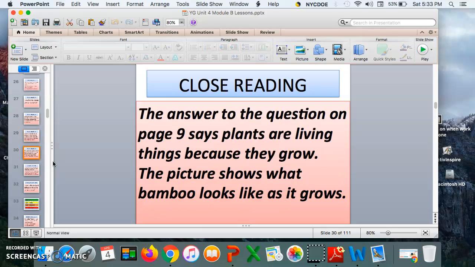Let's continue. The answer to the question on page 9 says, plants are living things because they grow. The picture shows what bamboo looks like as it grows. Let's continue.